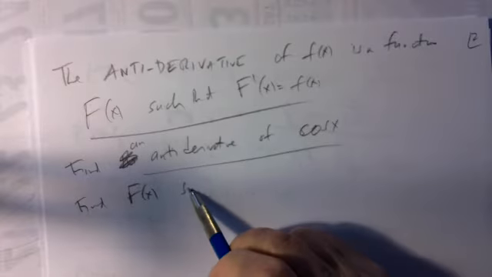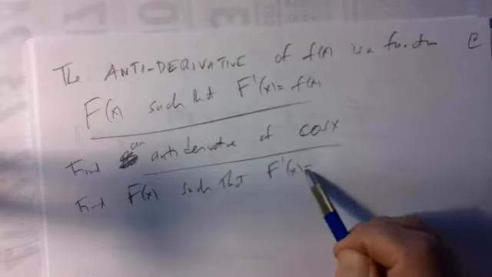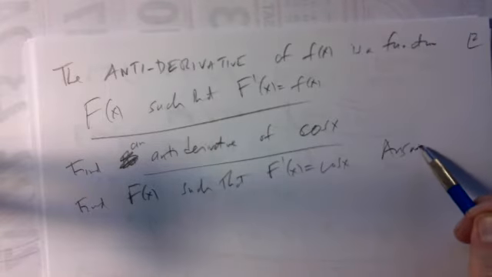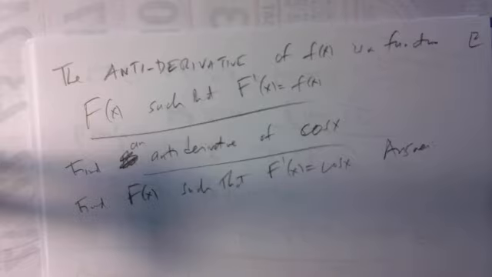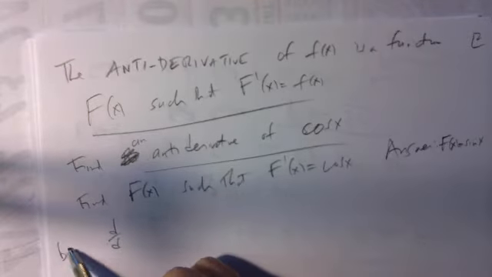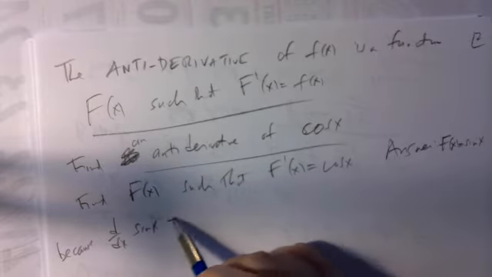So for example, find, I shouldn't say the because there's more than one, find an antiderivative of cosine x. That means we want to find a function capital F such that capital F prime of x is equal to the cosine. And what is the answer? What is a function whose derivative is the cosine? Sine. Yes, sine, thank you. You could have F of x equals sine x because the derivative of the sine of x is the cosine of x.